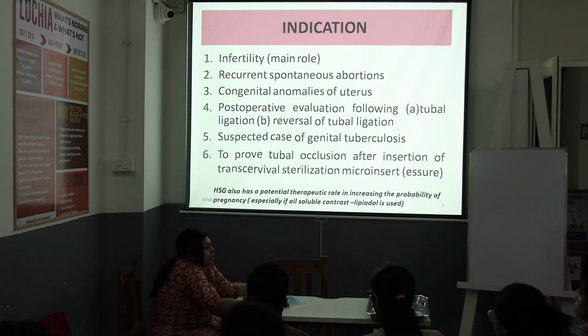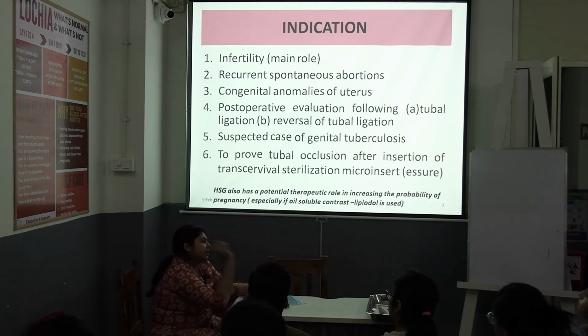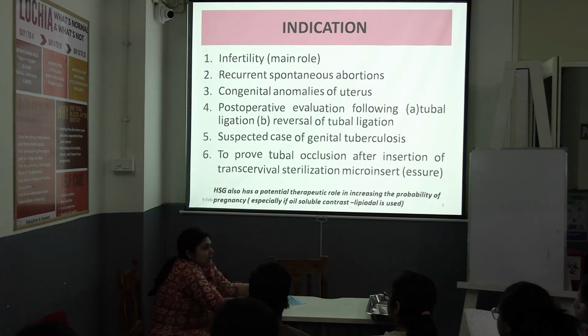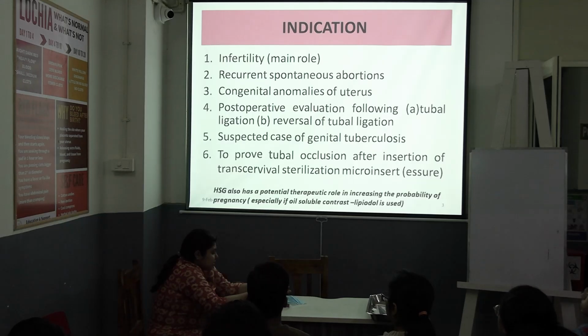Why do you think in case of recurrent spontaneous abortion? While putting the dye inside the uterus and then taking an X-ray, what will you find? If there is some polyp, there will be some filling defect. Or there might be intrauterine adhesions, intrauterine synechiae formation. So there will be filling defects. Then you know that there is some intrauterine pathology for which there is recurrent pregnancy loss. That is why we are doing this HSG.